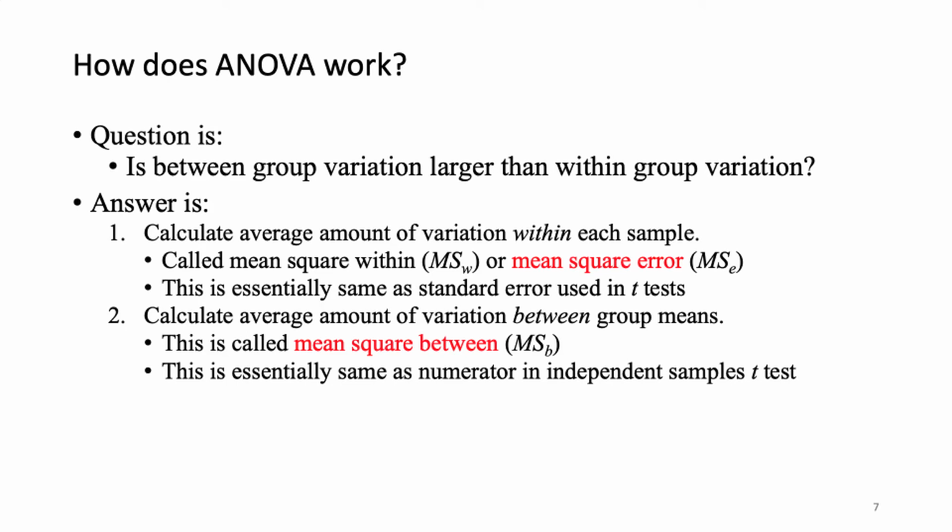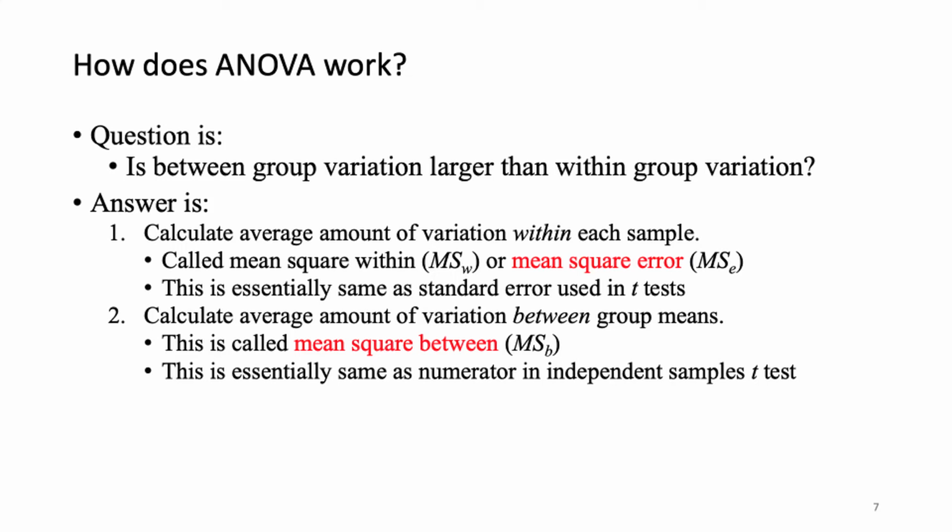Then we have to find the average amount of variation between the group means. This is called mean square between. Remember, it's squared because some values are less than and some values are larger than the mean. So in order to put them on the same metric, we just square them so that less-than values become positive. The square of two negative values is positive. Okay, so this is called the mean square between.